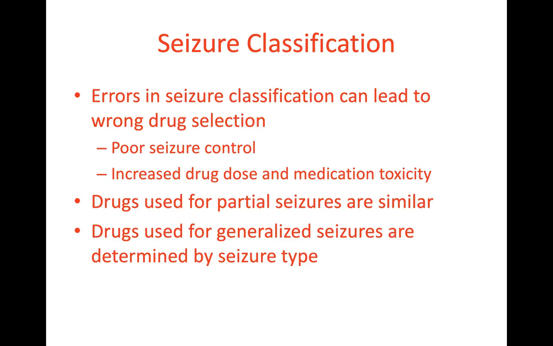But if we use the right drug, we tend to be able to use lower dosages. And if we use lower dosages, then we tend to have less chance of toxicity. Doesn't mean that we're completely free of toxicity, but it may mean that the toxicity is something that the patient can live with. This gets back to the seizure classification. We find that for the partial seizures, the drugs used are pretty similar. For the generalized seizures, we become more selective. We have to pick the right drug for that.